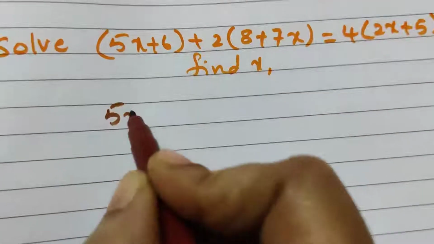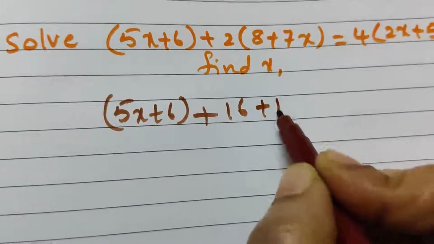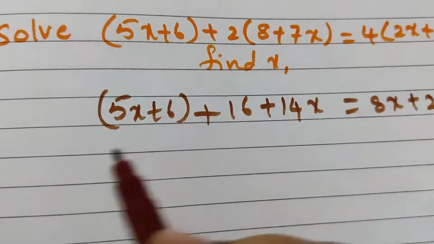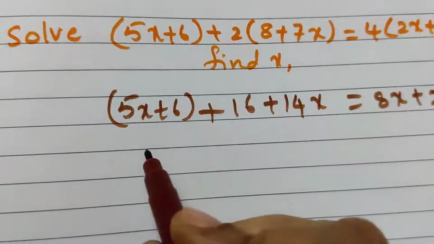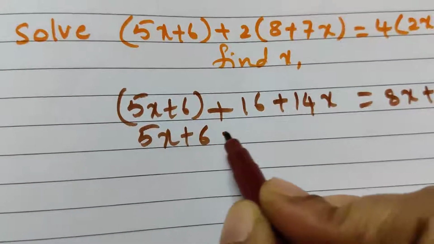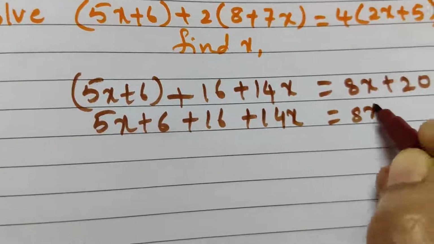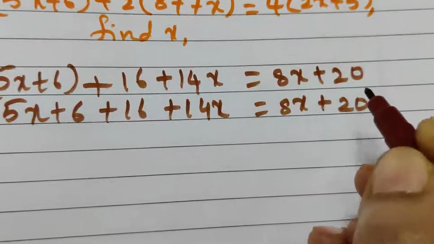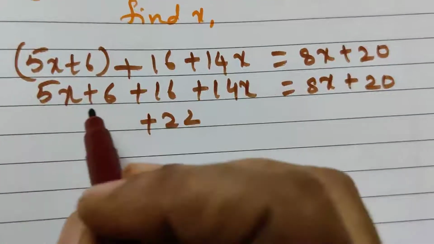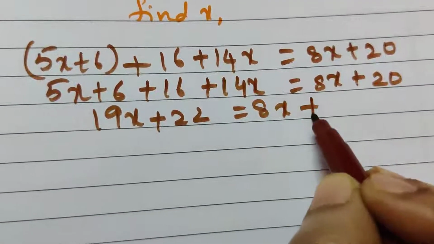Okay. 5x plus 6, 2 into 8, 16 plus 14x is equal to 8x plus 20. So here everything is the same now. Again rewriting: 5x plus 6 plus 16 plus 14x is equal to 8x plus 20. Now here 6 plus 16 is 22, 14 plus 5 is 19x, is equal to 8x plus 20.